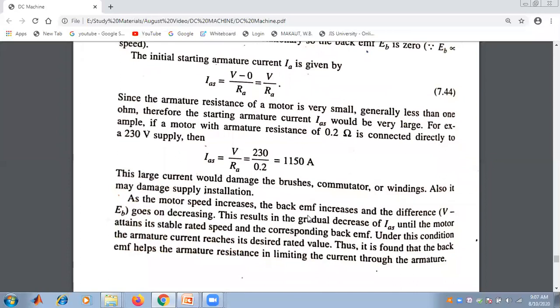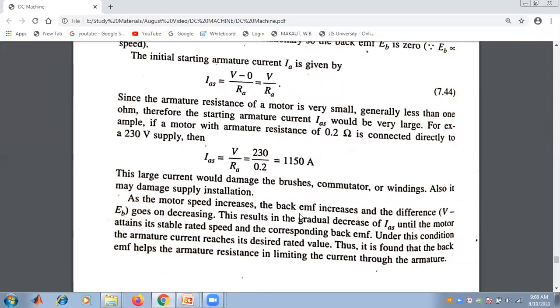Since the armature resistance of a motor is very small, generally less than 1 ohm, the starting armature current IAS would be very large. For example, if a motor with armature resistance 0.2 ohm is connected directly to a 230 volt supply, IA is equal to V by RA, that is 230 by 0.2, and the starting current is 1150 ampere. This large current could damage the brushes, commutator, or winding. It may also damage the supply installation.